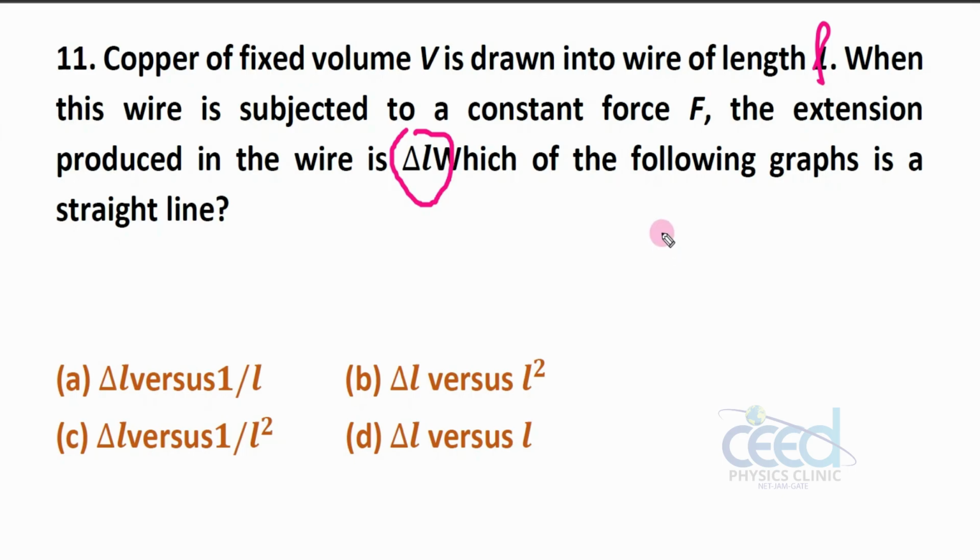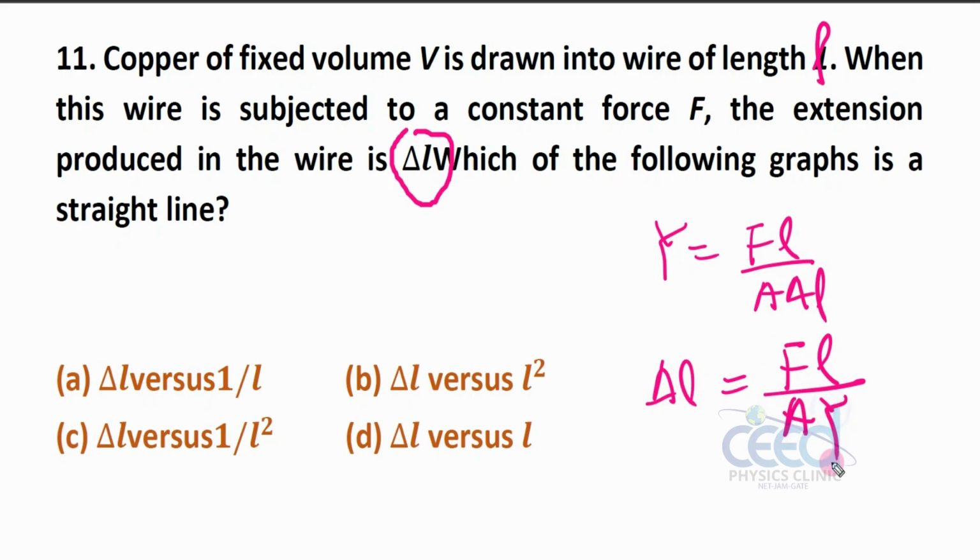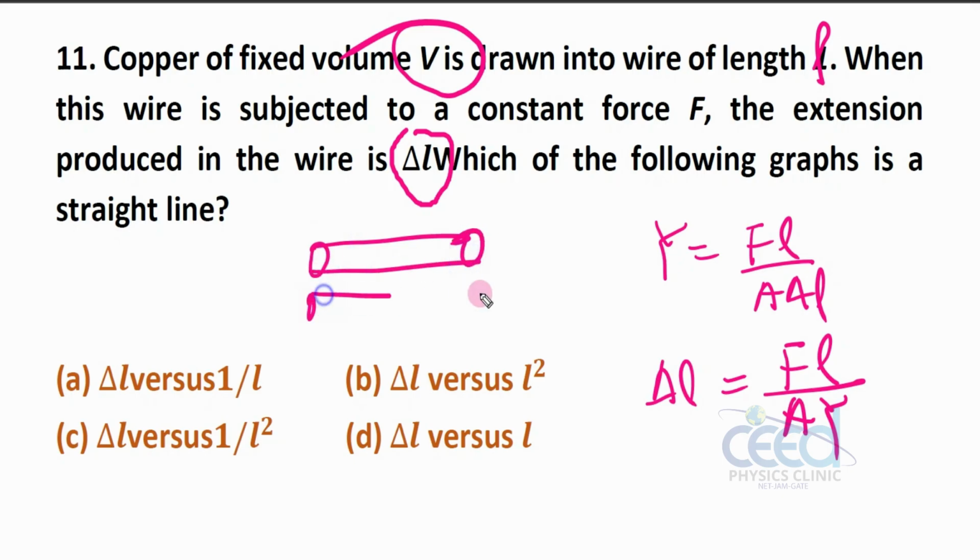So what is delta L? Young's modulus is equal to FL divided by A delta L. Then delta L is equal to FL divided by AY. Now, the volume is constant, as given. Suppose the wire is elongated like this, then the volume does not change.